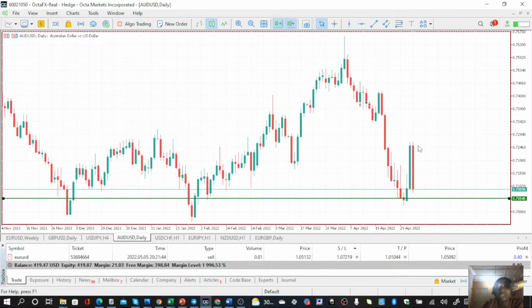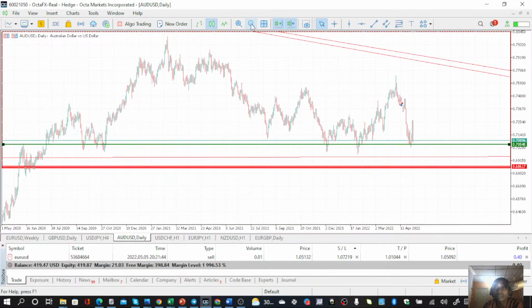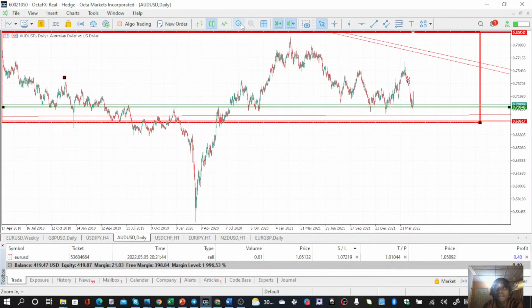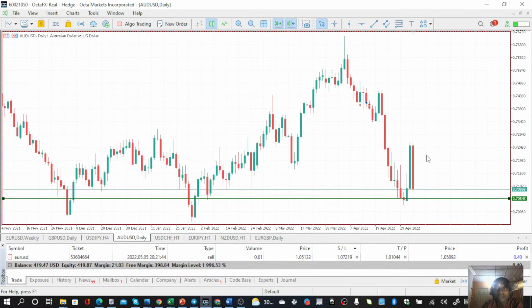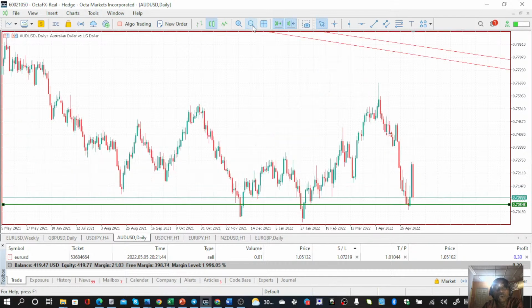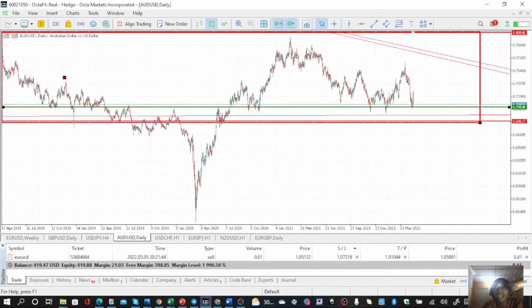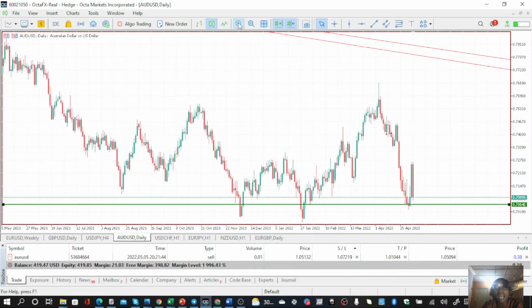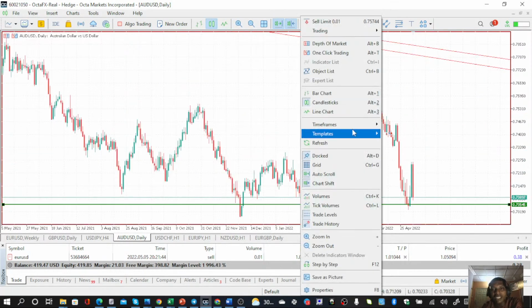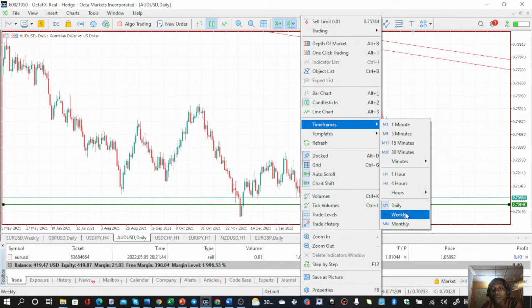So as well, you can see what is happening on the daily time frame. There was a bullish candle here, followed by a bearish momentum. From the view of things, the market can keep falling. How do you know that? Let's look at it from the weekly time frame.